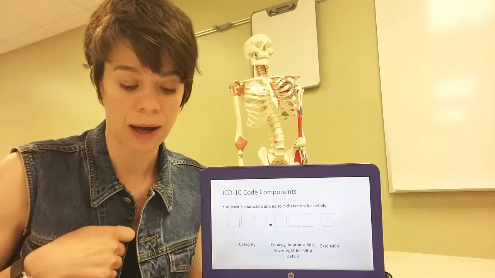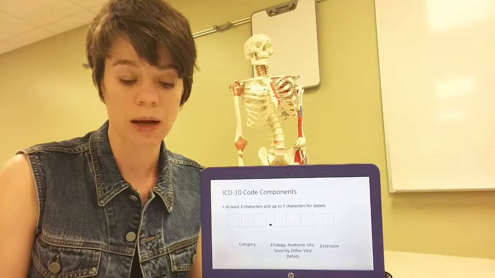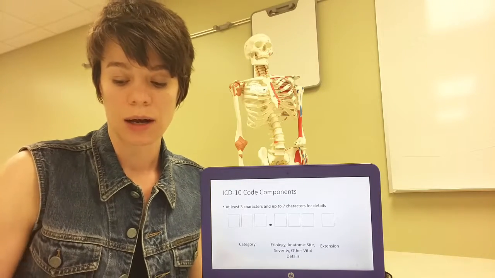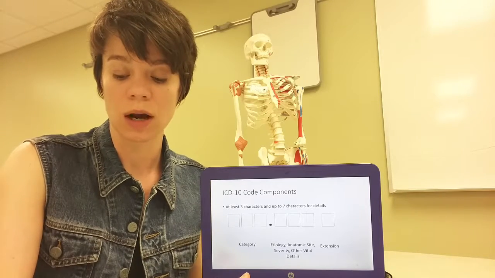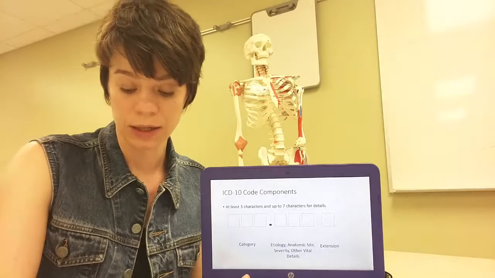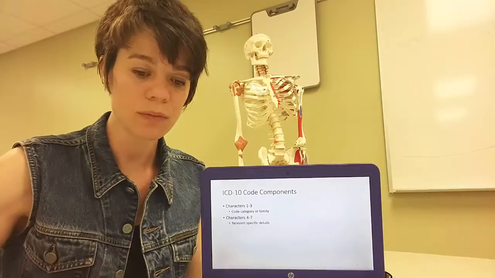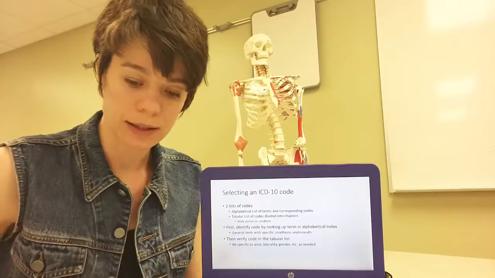First, I will talk about the components of the code. There are at least 3 characters and up to 7 characters long. The first 3 characters are the category, the next 3 characters provide details, and the 7th is an extension that I'll talk about later. And that's what this says.